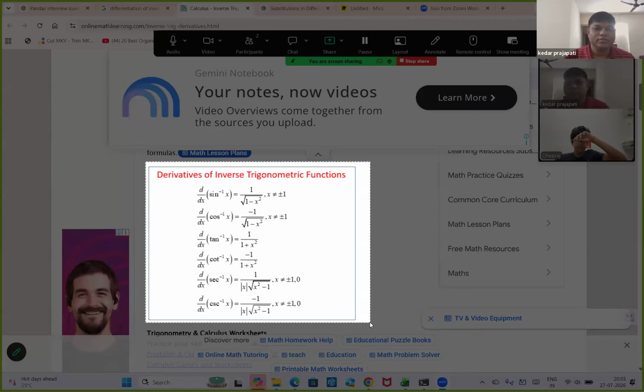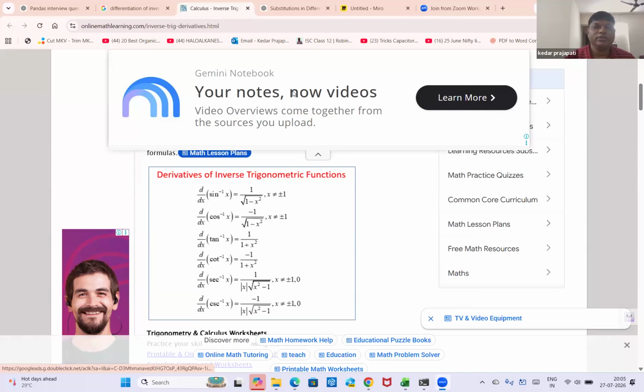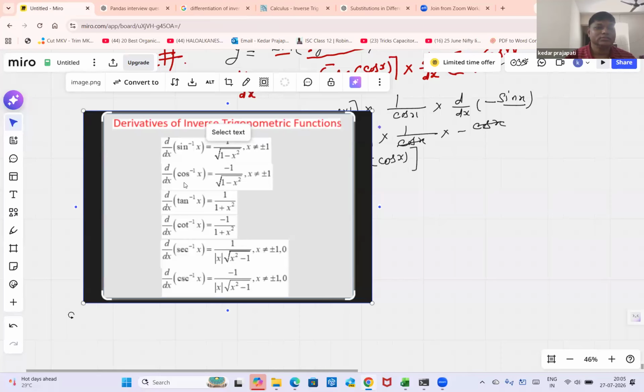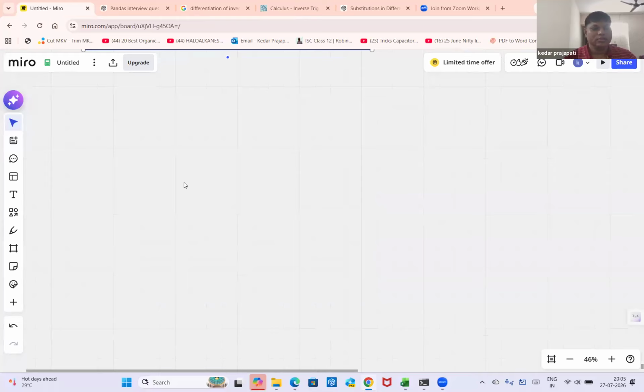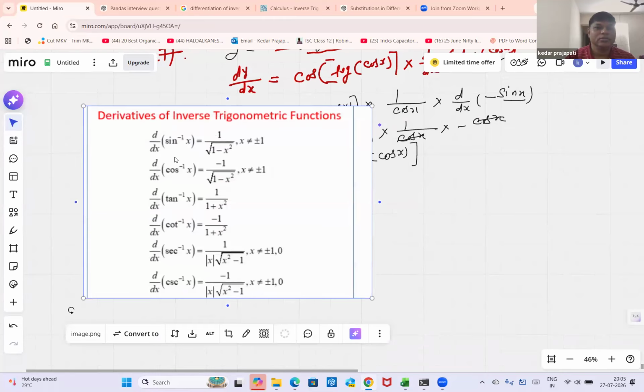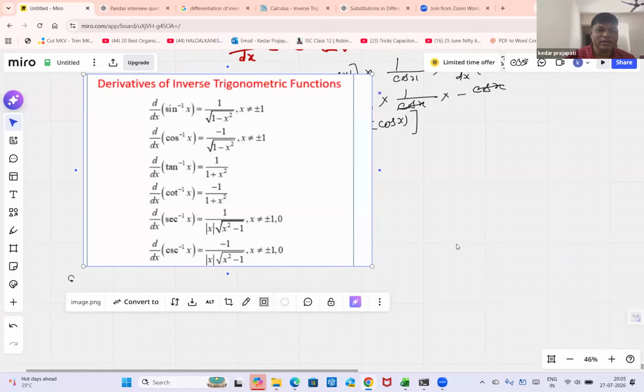So this is the standard trigonometric formulas. So you might be knowing them. I'll take first. I'll teach you how to remember, and then I'll go ahead and derive each and everything.